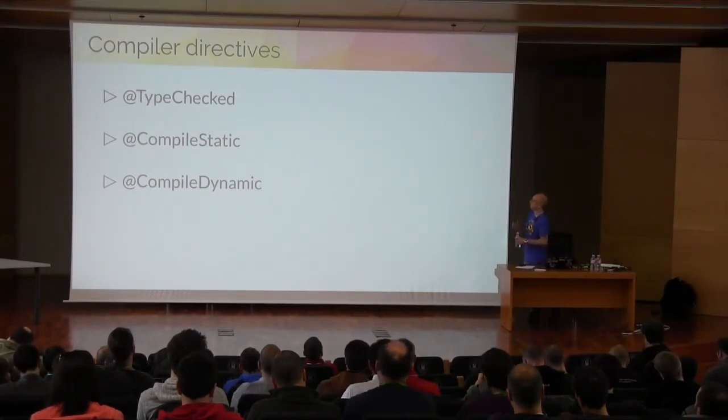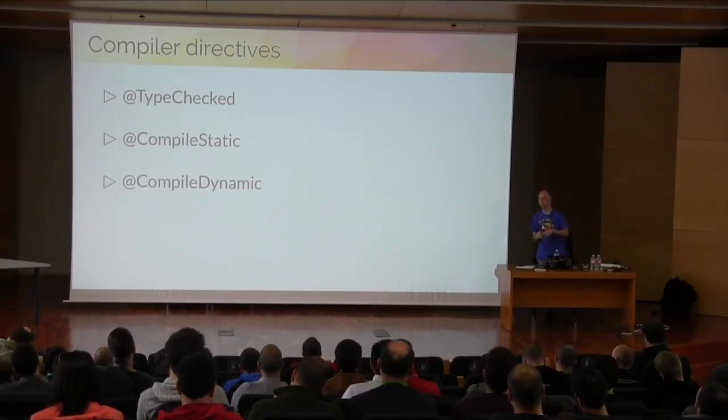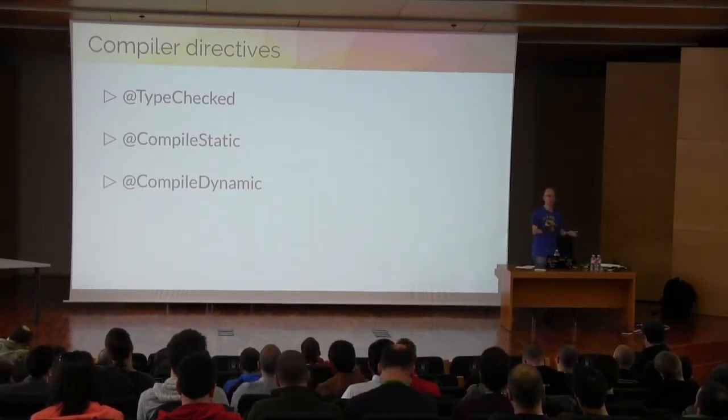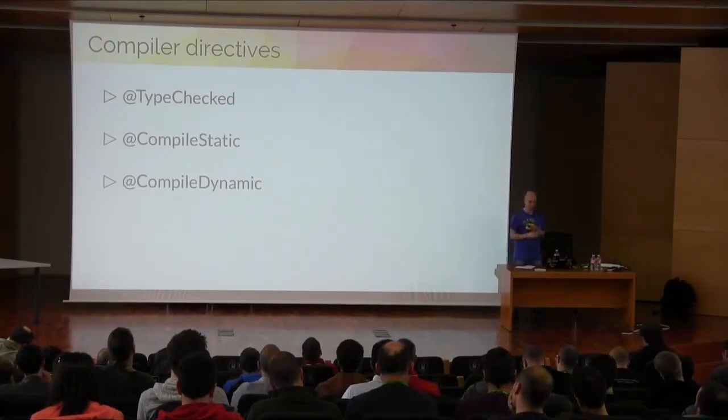And then with @CompileDynamic, you can disable this static compilation. Imagine that you have a class and you annotate the class with CompileStatic, but you have one method that is dynamic. You can just annotate this one method with the CompileDynamic annotation, and you're done.